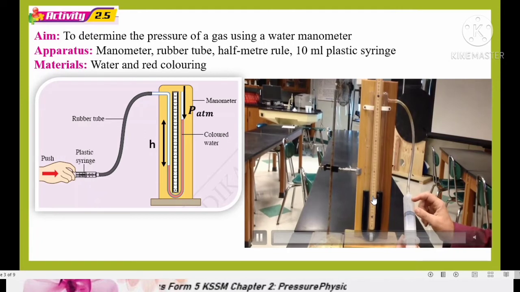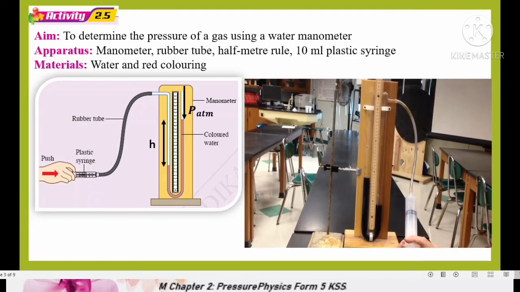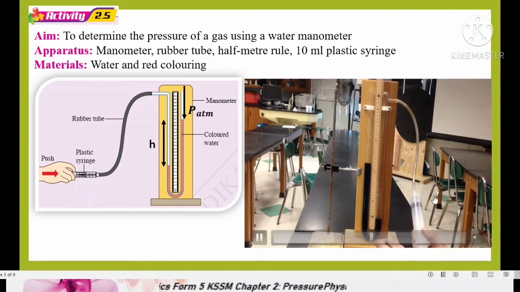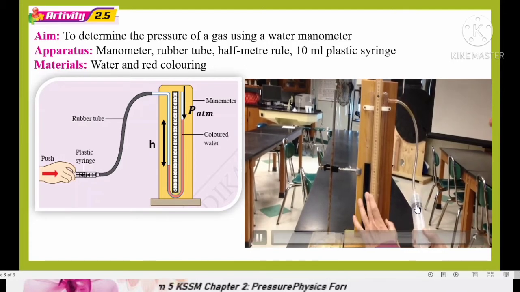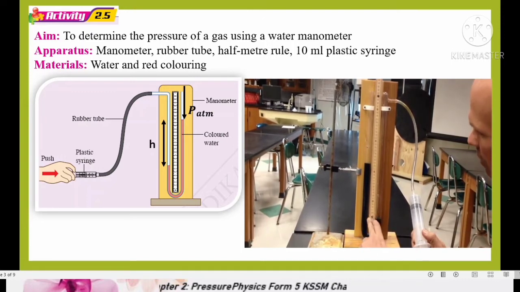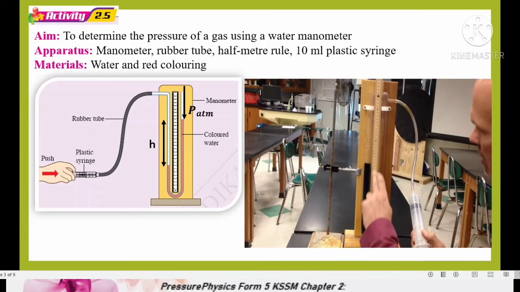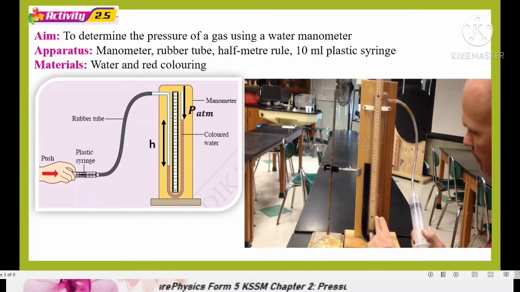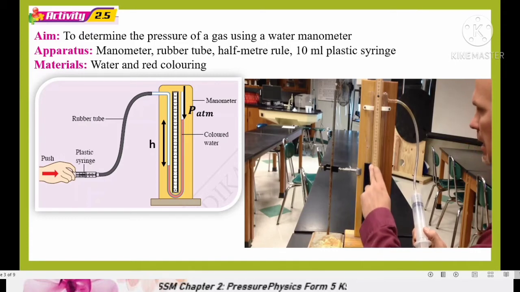Okay, so you can repeat the step by pushing the piston to a lower volume. Look at what happens to the difference in level of colored water when the volume decreases to a certain value. So we can read the difference in level of colored water by using the meter rule, and then we can record the reading in the table.